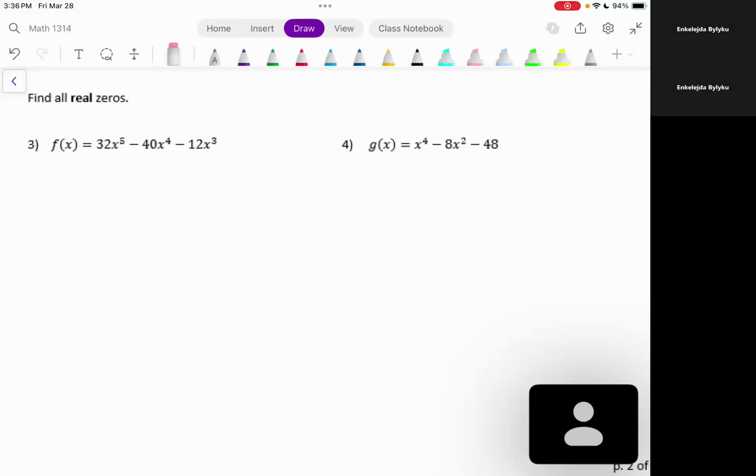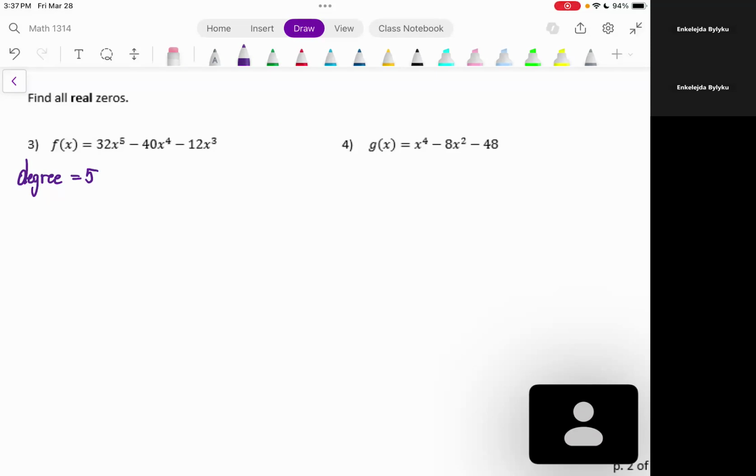Question number 3 on test review number 3. We need to find all real zeros for our function f of x, that is 32x fifth minus 40x to the fourth minus 12x to the third. If you notice, the degree of this polynomial is equal to 5. And we haven't learned any direct methods to deal with solving a polynomial equation of degree 5. So what am I going to do?